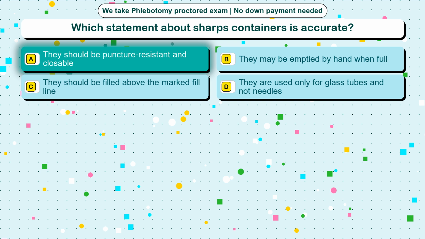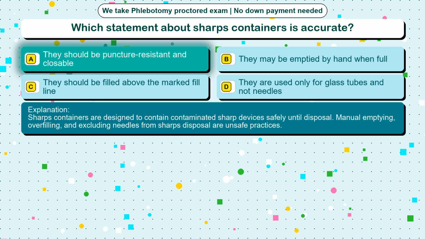The correct answer is option A, they should be puncture-resistant and closable. Sharps containers are designed to contain contaminated sharp devices safely until disposal. Manual emptying, overfilling, and excluding needles from sharps disposal are unsafe practices.